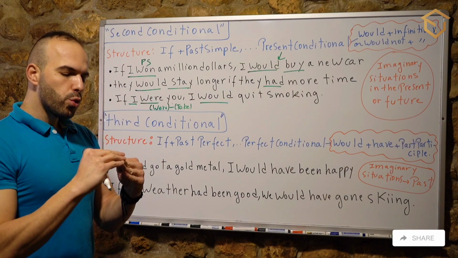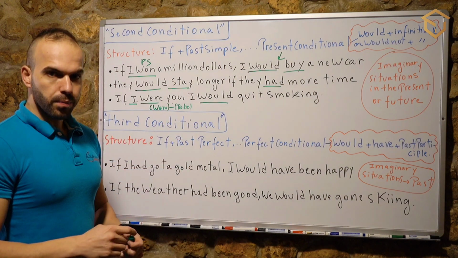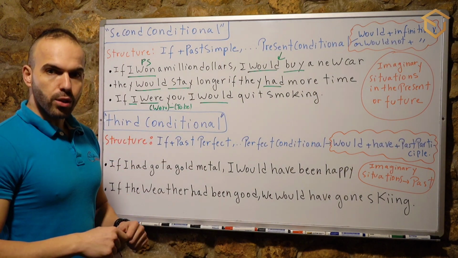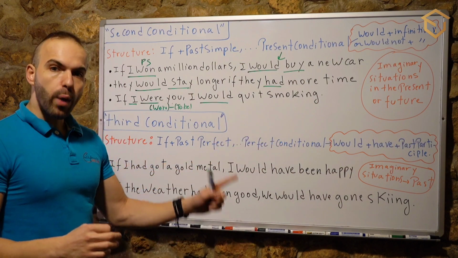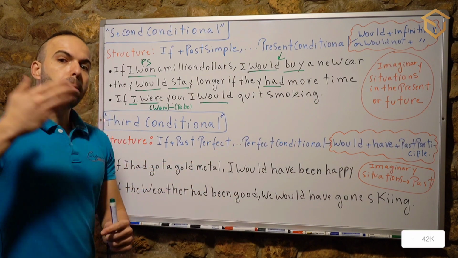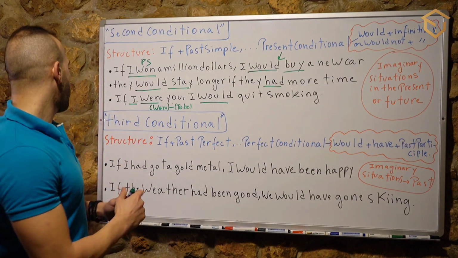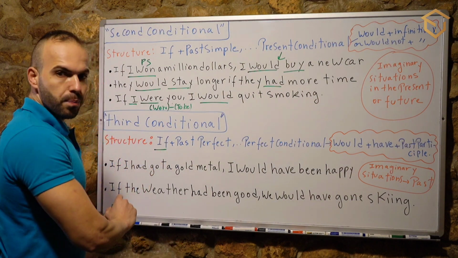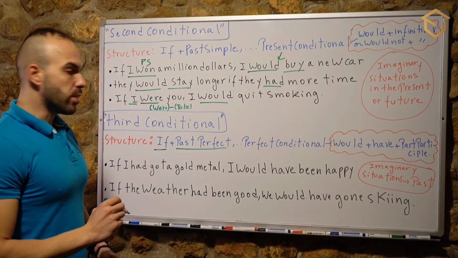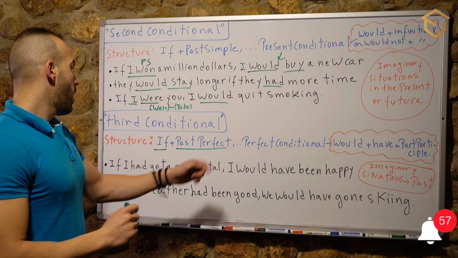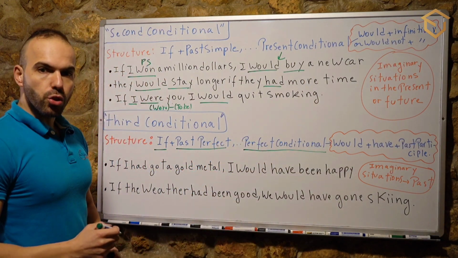Moving now to a more challenging one, which is the third conditional. How do we use the third conditional? We use third conditionals to talk about imaginary situations, however, in the past. Let's see the structure. We have the conjunction word "if" plus the conditional sentence in the past perfect, and then we have the consequent sentence in the perfect conditional.